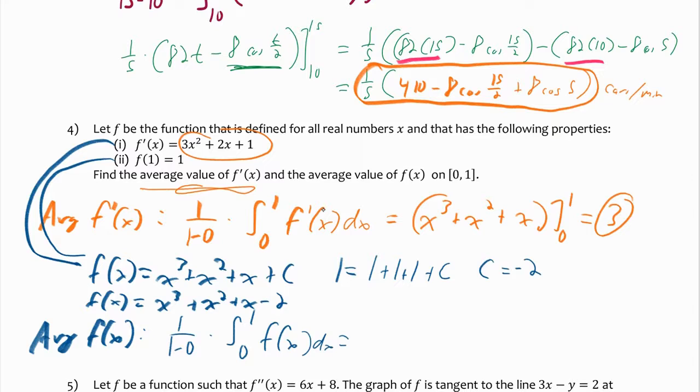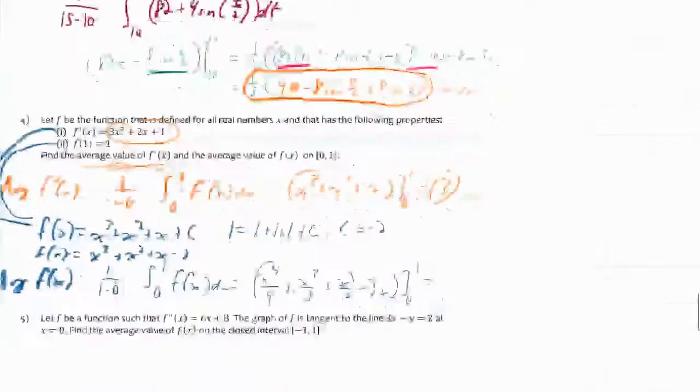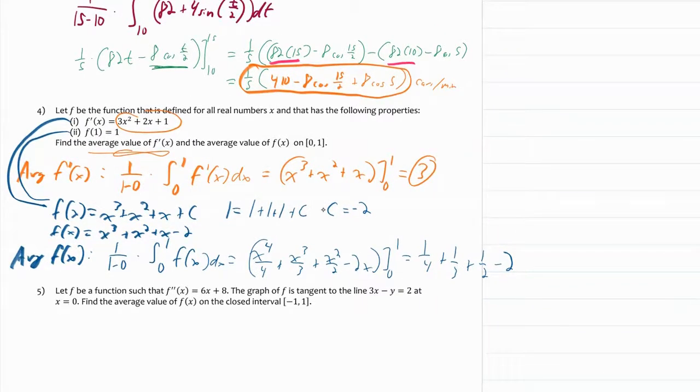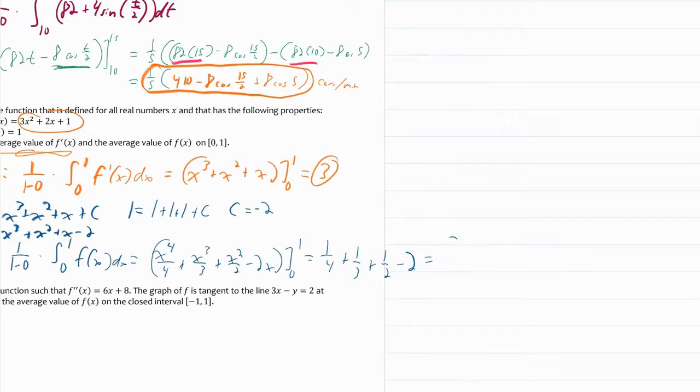So this is equal to, let's integrate it, x to the 4th over 4 plus x cubed over 3 plus x squared over 2 minus 2x, and that would be evaluated from 0 to 1. So this would give me a 4th plus a 3rd plus a half minus 2. Let's keep that going. This would be 3/12 minus 4/12 plus 6/12 minus 24/12. So negative 1, 5, and 5 minus 24, this would be negative 19/12.